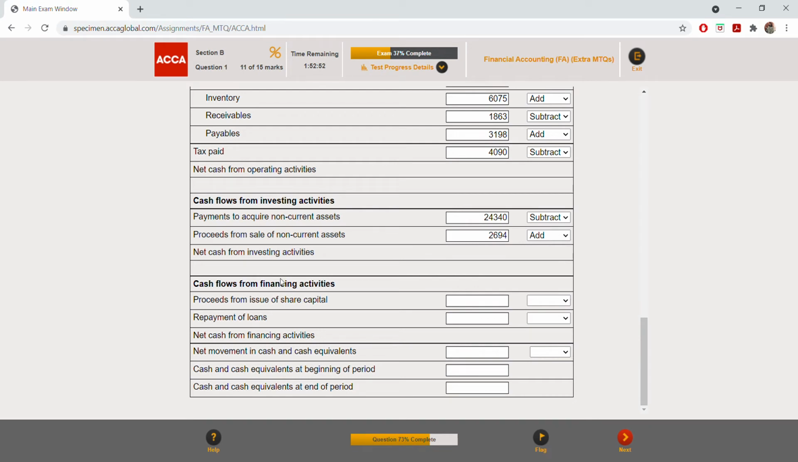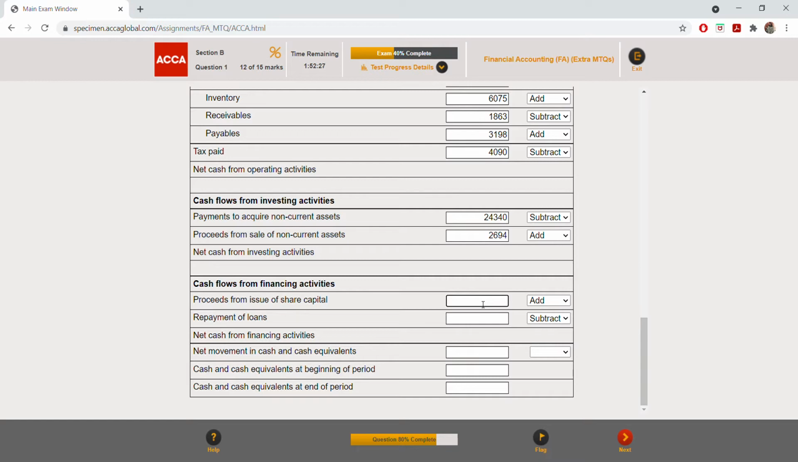Okay, next we have the cash flow from the financing activities. So the third part of cash flow is financing activities. Financing activities is all about your share capital, loans and all. How are you financing? Through share capital or through loans. So proceeds from issue of share capital is added and repayment of loan is subtracted, because when you're repaying the loan, your cash is going out.